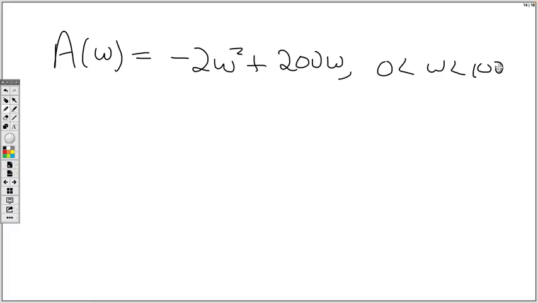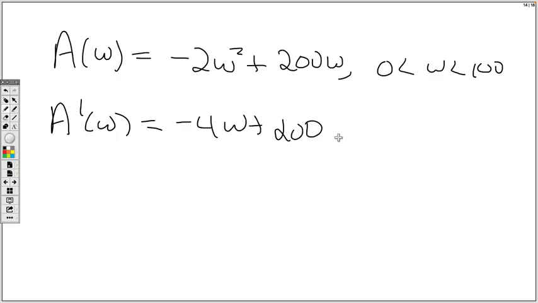you can always get it by taking the what? Yeah, let's take the derivative. So let's go looking for critical numbers here. What's the derivative? What's A prime of W? Negative 4W plus 200. Are there any places where this derivative won't exist? Any zeros in the denominator we got to worry about? So I'm going to set that equal to 0. So minus 4W is minus 200.